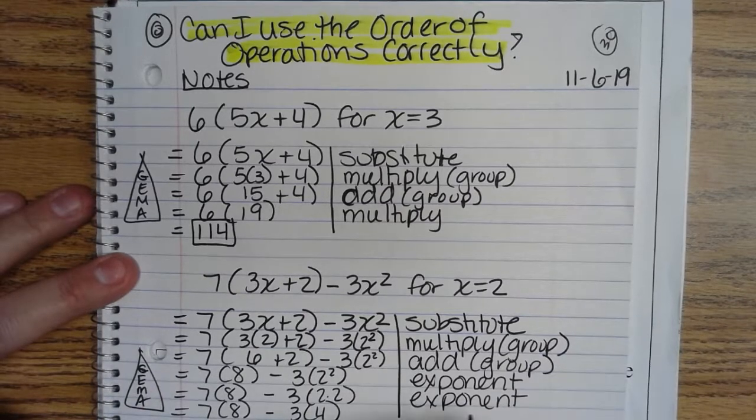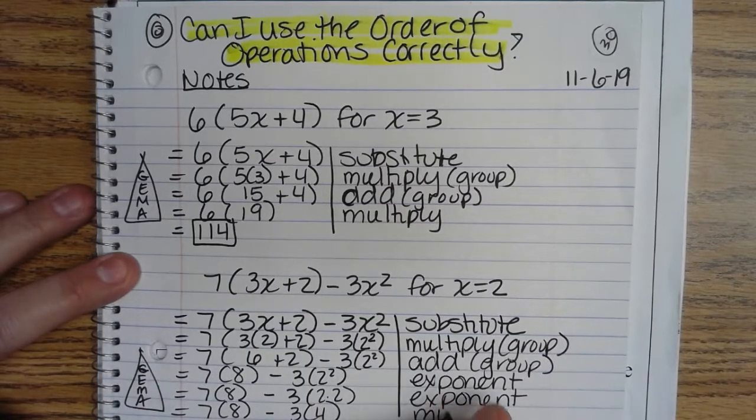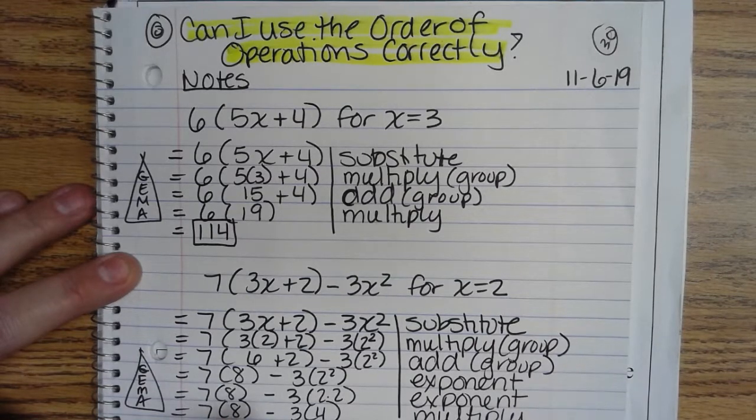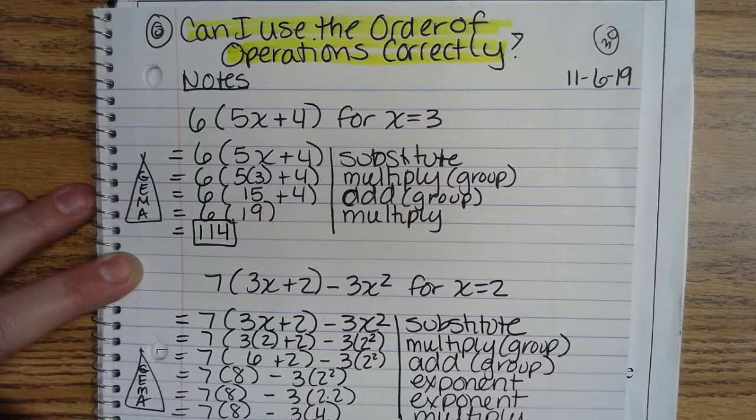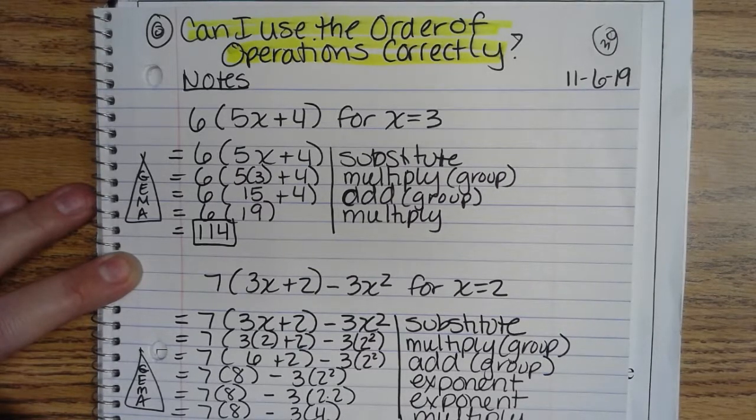Now we need to multiply. And we get 7 times 8 is 56 minus 3 times 4. We have to multiply again. And we get 56 minus 12. Then we subtract. And that's 44.